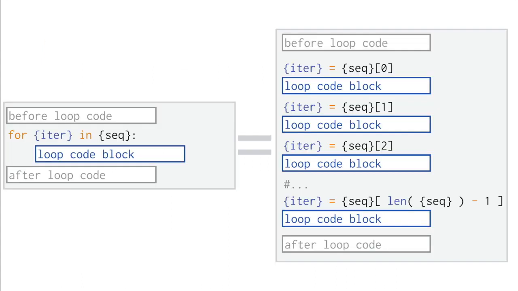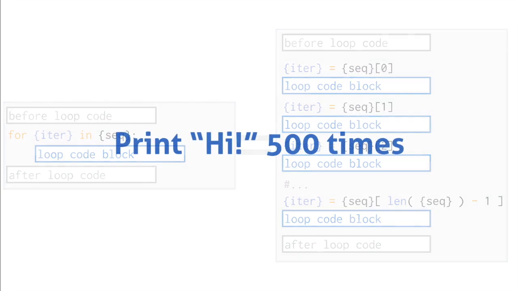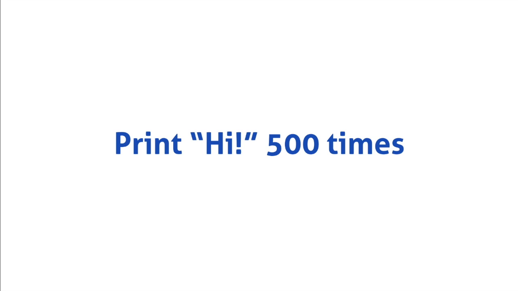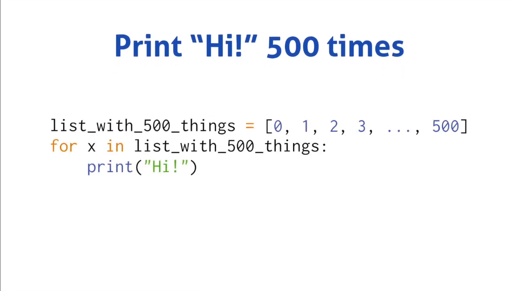Recall that for loops repeat execution of a block of code once for every item in a sequence. So suppose that we want to do this. So we want to print out hi 500 times using a for loop. We could do this by creating a list with 500 things in it, and I'm not going to put all of the code in here because it's really tedious to write or have to do manually, especially if we don't know how many things we're going to need to create in advance.